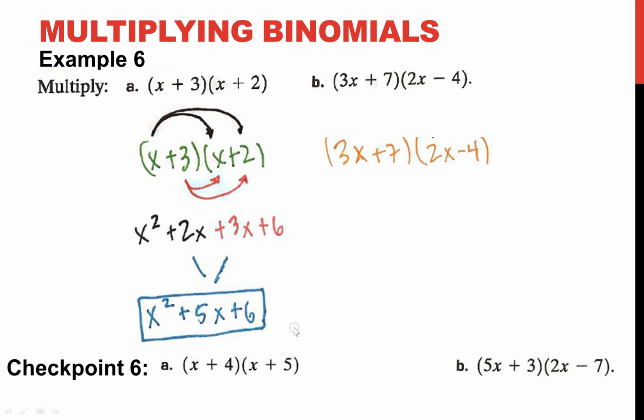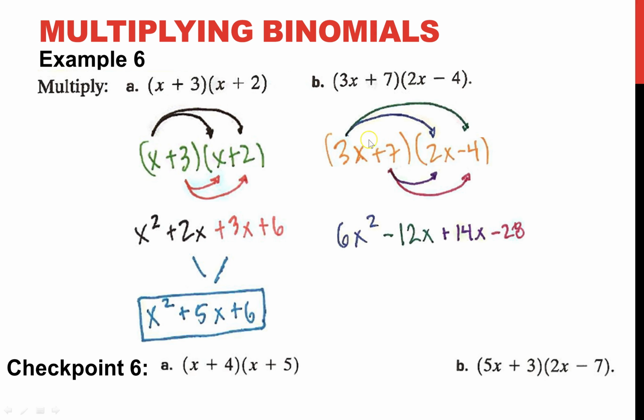So the same thing happens with my second example. I'm going to use some arrows and color code them to help me out here. So I'm going to multiply the 3x times the 2x, and I'm going to get 6x squared. The 3x times the negative 4 is going to give me negative 12x. That's the green arrow. The purple arrow here on the bottom gives me 7 times 2x, which is 14x, and then the 7 times the negative 4 is giving me negative 28 in the plum.